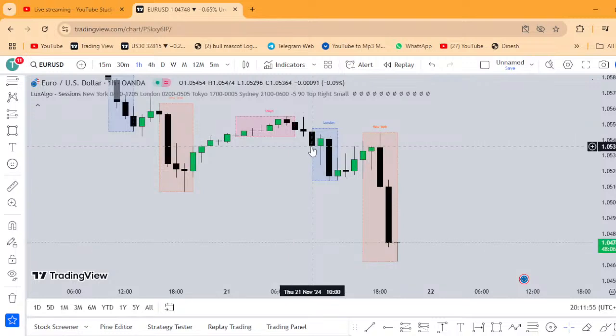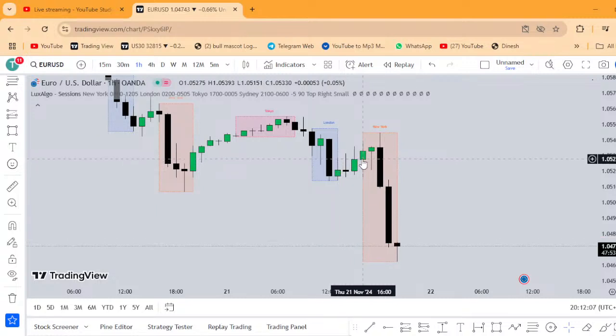And then London session, the kill zone will begin at 10 a.m. in Ugandan time and then stop at 1 p.m. in Ugandan time. And then New York session will begin at 4 p.m. in Ugandan time and stop at 8 p.m. in Ugandan time. So this is now sessions.